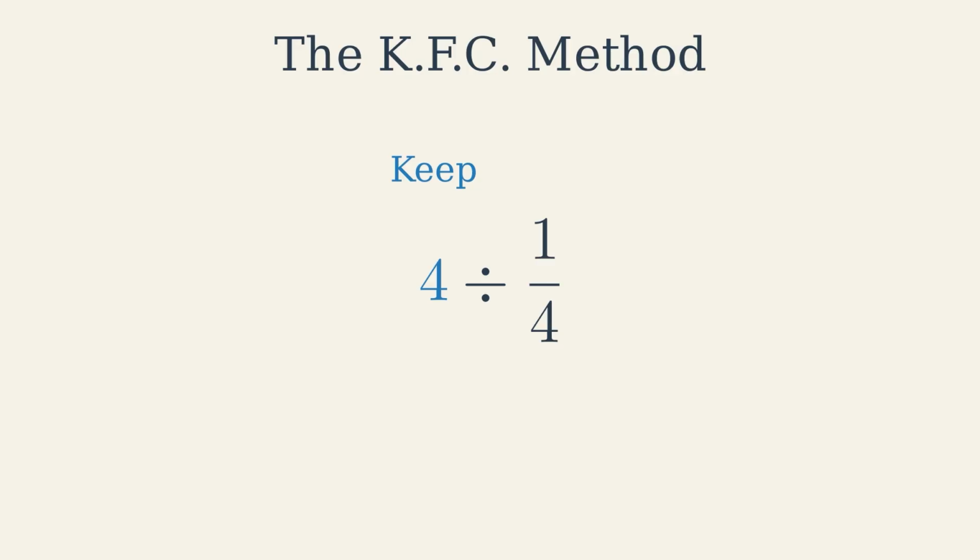Step 2, flip. We flip the fraction upside down. 1/4 becomes 4/1, which is just 4. Step 3, change. We change the division sign to a multiplication sign. Now the math is easy. It is not division anymore. It is 4 times 4, and 4 times 4 is 16. See that? Dividing by 1/4 actually makes the number bigger, not smaller.